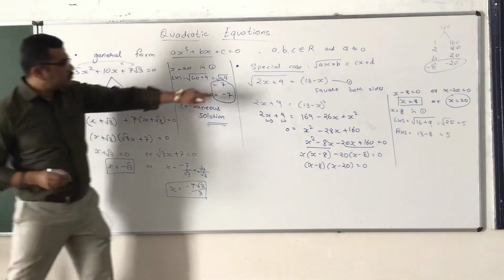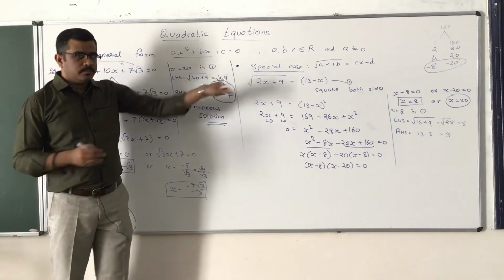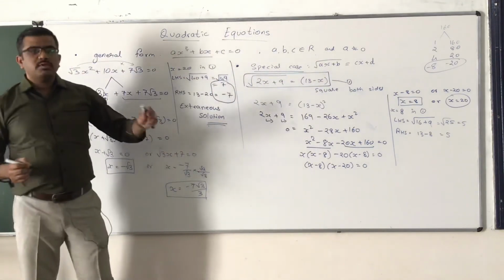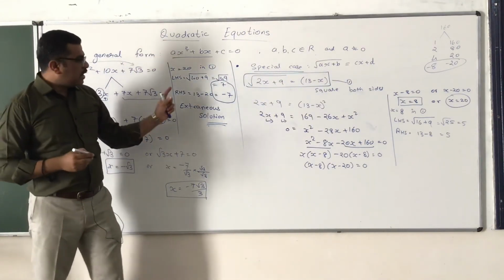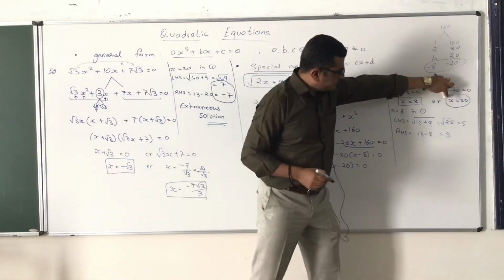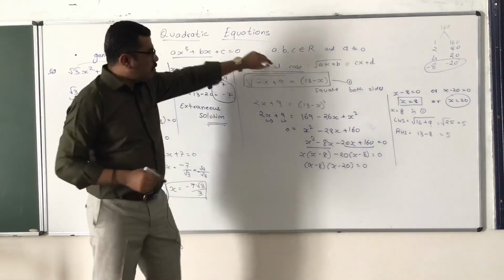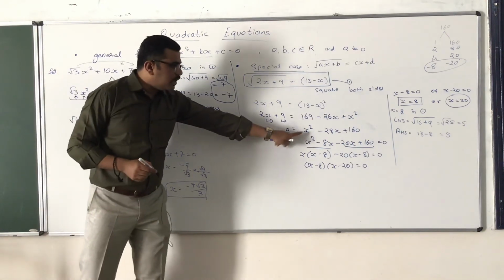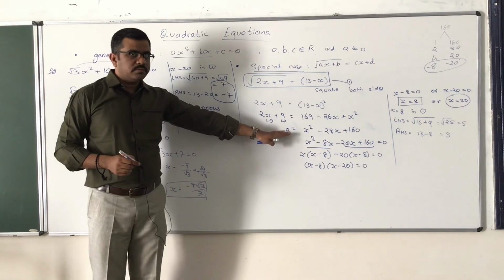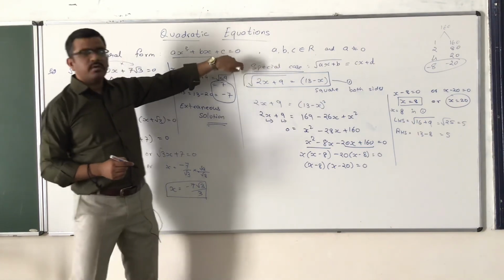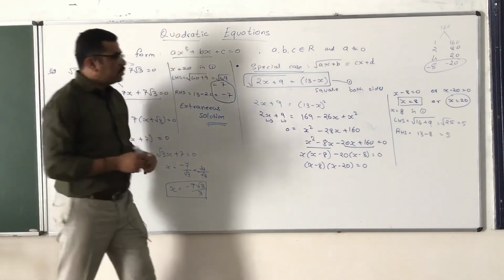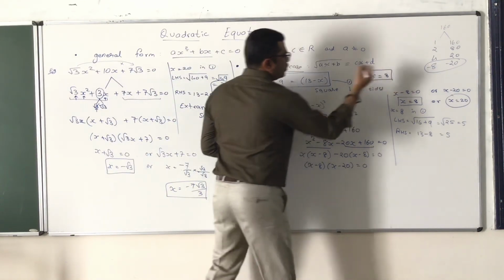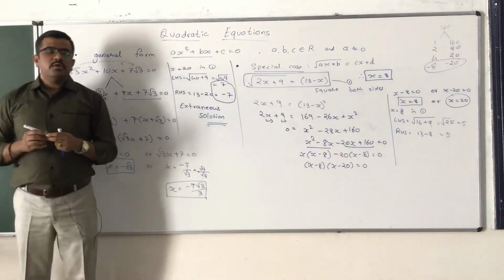Our question was to solve this equation: square root of 2x plus 9 equals to 13 minus x. And out of these two numbers, 8 and 20, only 8 satisfies the given condition. Though 20 and 8 both satisfy the modified equation, our task was to find the solution for this question. So, x equals to 8 is the only solution for this given question.